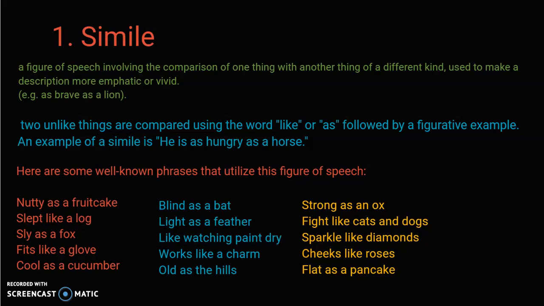First one, simile. It's a figure of speech involving the comparison of one thing with another thing of a different kind, used to make a description more emphatic or vivid. Example, as brave as a lion. Here, two unlike things are compared using the word like or as, followed by a figurative example. He is as hungry as a horse. Here, a person is compared to a horse.